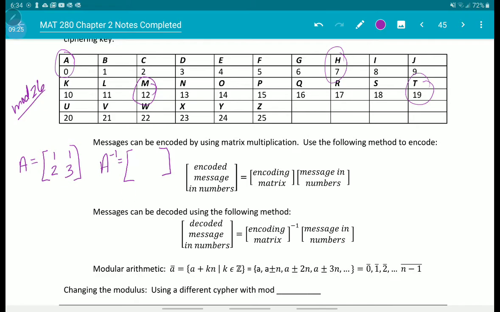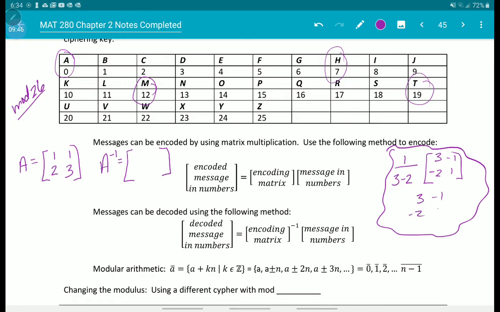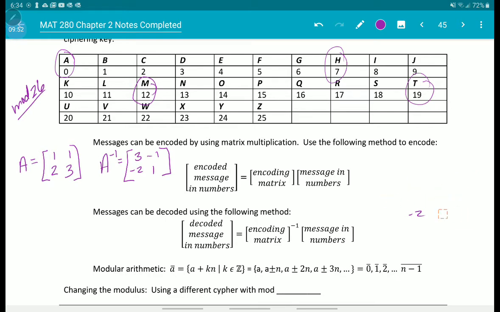So our inverse, I'll do some scrap work over here. It's going to be 1 over AD minus BC. So that's going to be 1 over 1. So it's going to be 3, negative 1, negative 2, 1. So let's say we want to encode the message math.